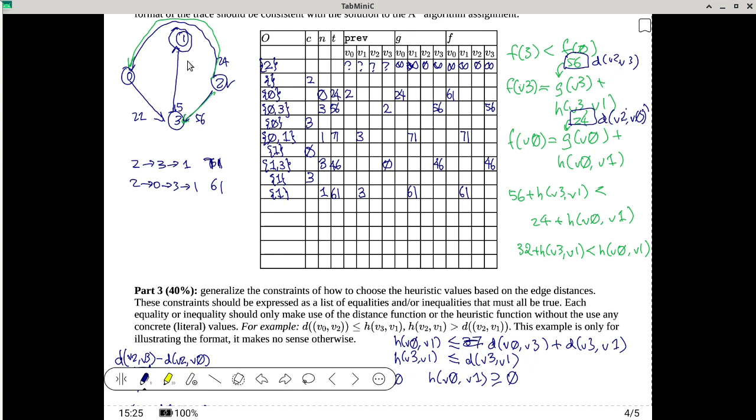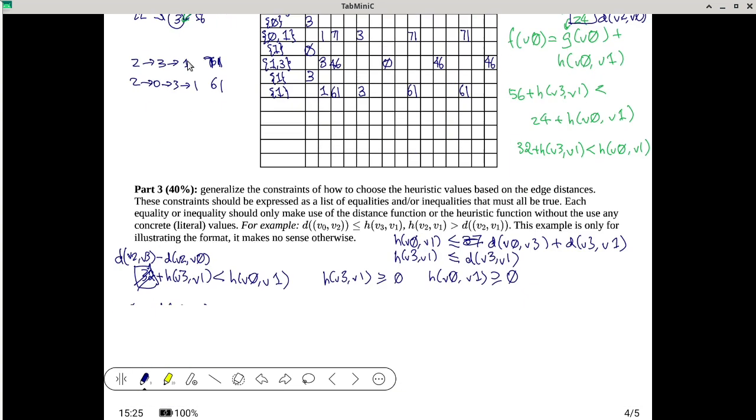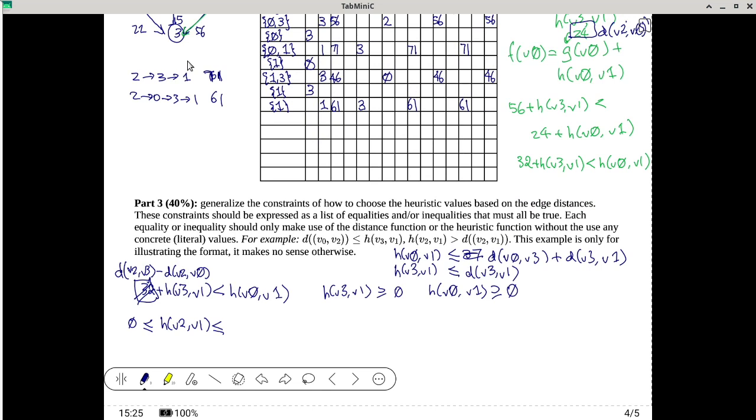So it's 2031. That means it is the distance from V2 to V0, plus the distance from V0 to V3, plus the distance from V3 to V1. So that forms the upper bound of the heuristic of V2 to V1. And then the heuristic of V1 to V1 has to be a constant of zero because it's already the destination.